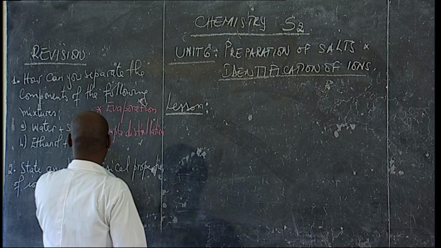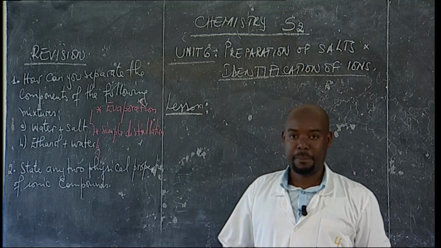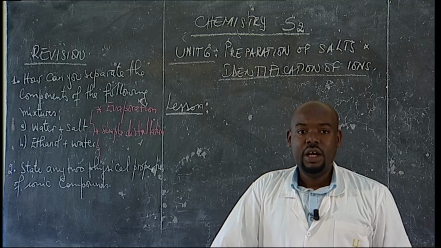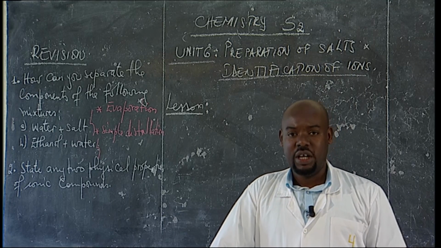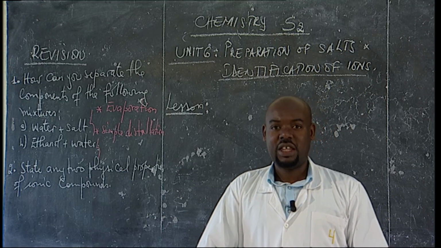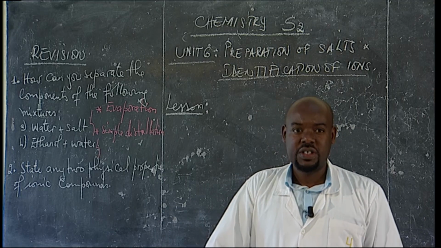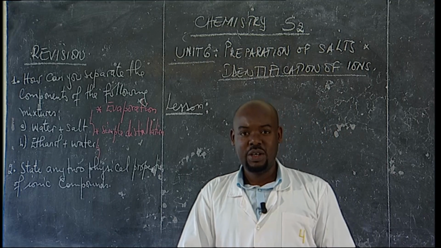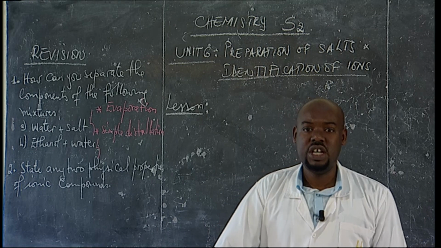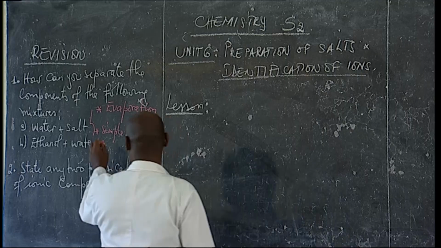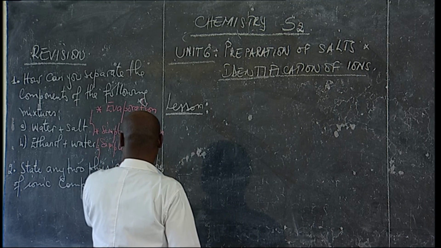How can we separate the components of a mixture of ethanol and water? Ethanol and water are 2 liquids which are totally miscible, but they have very different boiling points. And because of that, we can separate them by using simple distillation. So we use simple distillation.